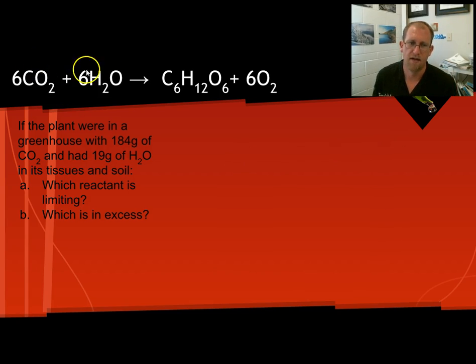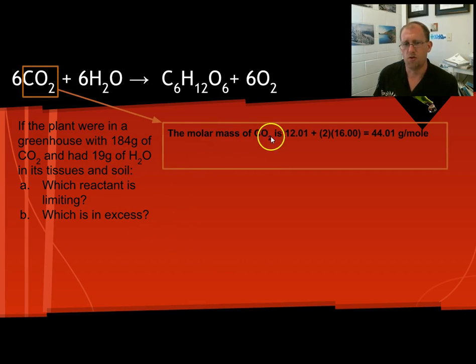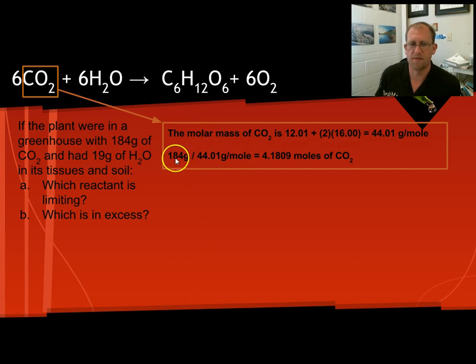Here are my two reactants. I've got a ratio of 6 to 6. They should have the same number of moles. Let's see what I've got available to my plant. So CO2, molar mass: 12.01 is the carbon, and 2 oxygens gives me 44.01 grams per mole. I have 184 grams of it. Do the division, and I find out that I have 4.1809 moles of CO2 available to me.